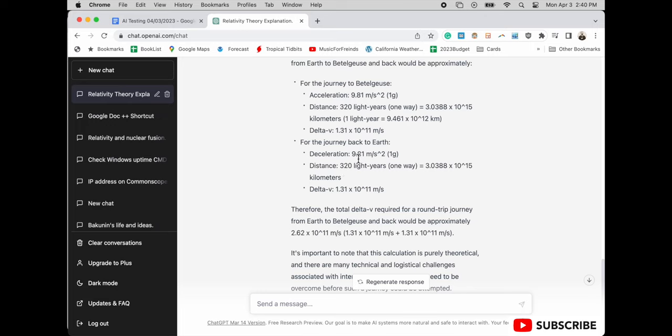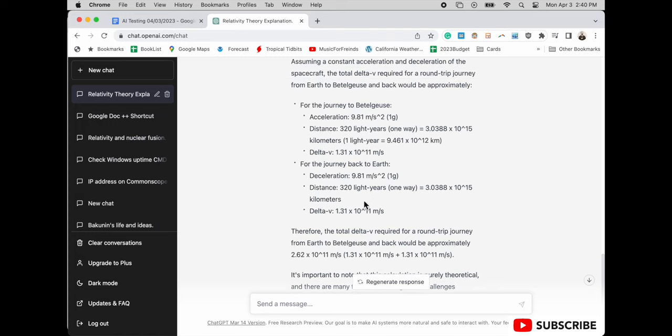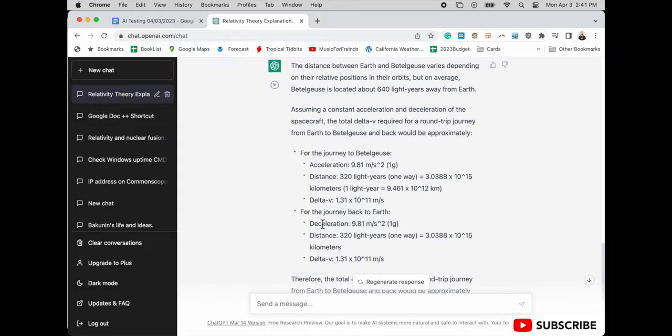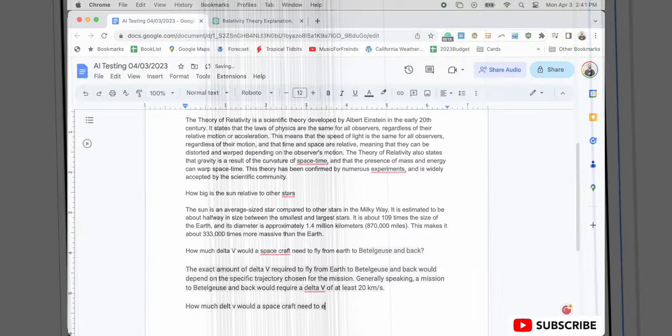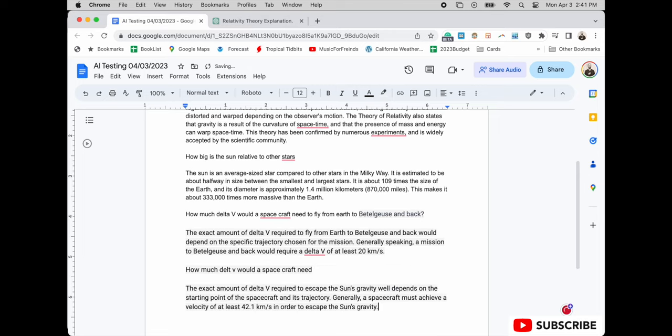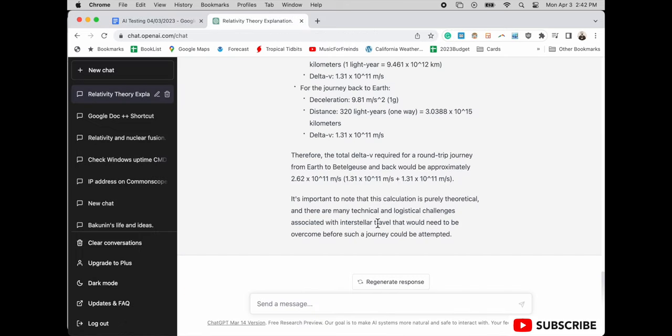So let's see if we can kind of push the AI into understanding or explaining that the delta V is higher from these larger massed objects within the universe. All right, so here we go. How much delta V would a spacecraft need to escape the sun's gravity well? So it wants to know the starting point, but it says generally you're going to need 42 kilometers per second squared, which is way bigger than our 9.81 meters per second squared.